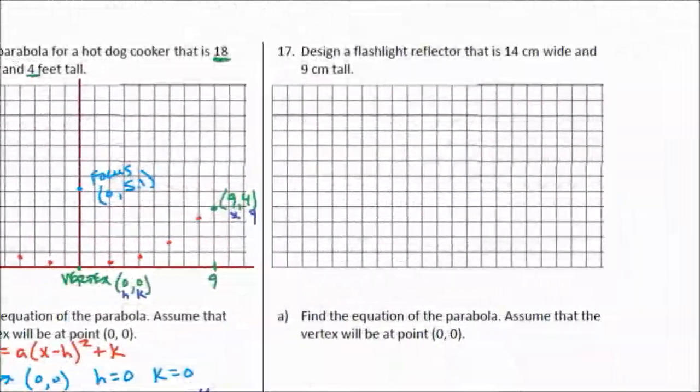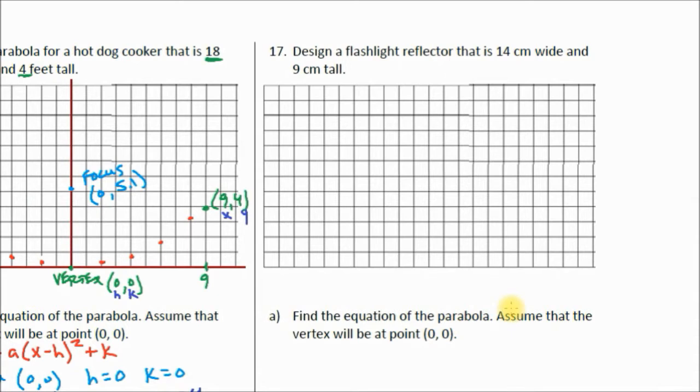We are at the final question of our Unit 11 Test Review number 2 worksheet, number 17. Design a flashlight reflector that is 14 centimeters wide and 9 centimeters tall. Well, let's assume our grid is measured in centimeters.